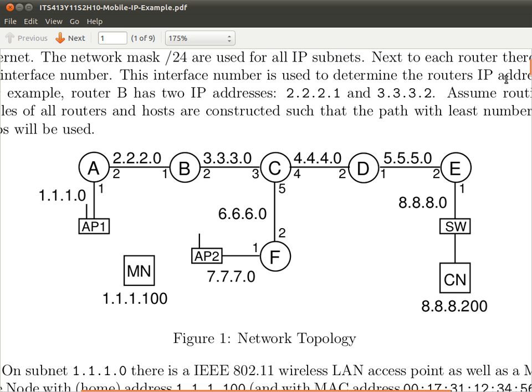Those routing tables just give us the least cost path from source to destination. So it goes along this path: F, C, D, E, C, M. I'll draw that. So that's our data going from mobile node to correspondent node. It uses normal IP routing. There's nothing new about that.